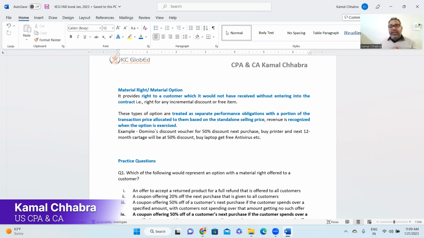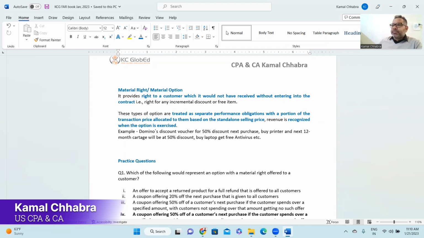So I got a material right to purchase the next three cartridges at 50% discount. That is called a material right. Material right and material option provide a right to a customer which it would not have received without entering into the contract, a right of any incremental discount.